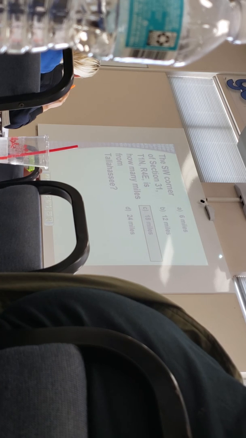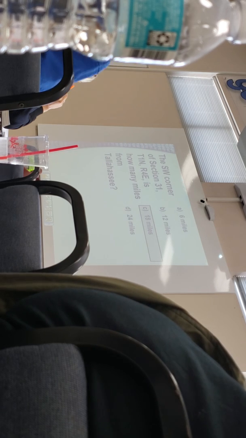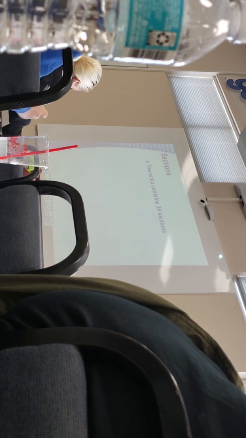If I say the southwest corner of the same section, southeast corner, how many miles? It'd be 1 mile, because each section is 1 mile across. Right? Each section is 1 mile across. So, your sections, just did it here.